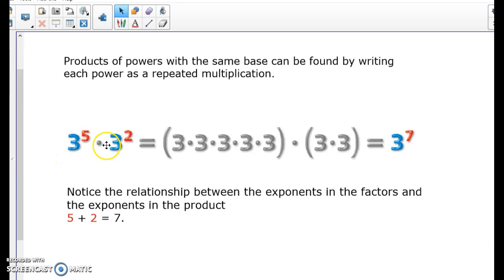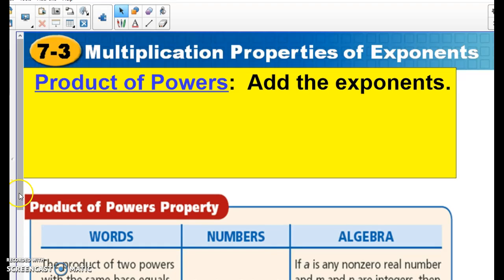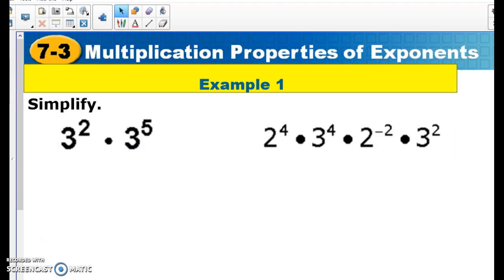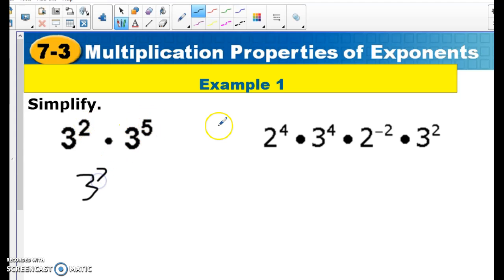Tomorrow we'll be doing division, so that'll be a little different. Okay, so adding the exponents. So again, something like this, 6 to the 7th times 6 to the 4th. I have 7 6s and 4 6s, which really makes 11 6s. Something like this would be, I have a 3 as my base, that's not going to change. 2 3s here, 5 3s here is going to give me 7 3s.